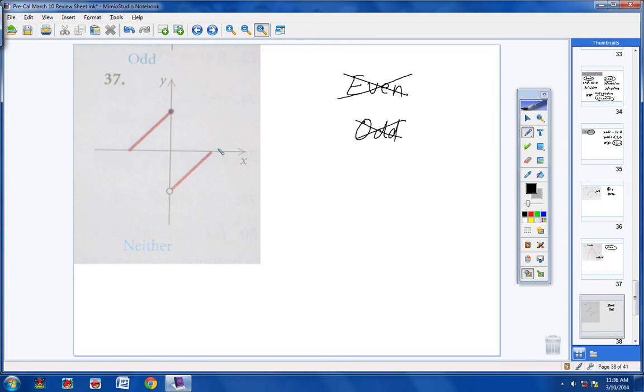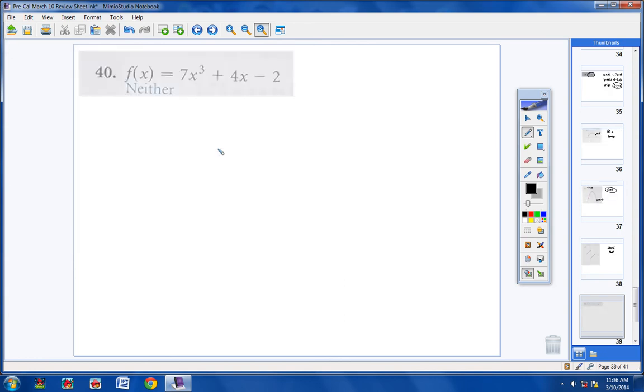Okay, 3 problems left. Let's take a look at number 40. Number 40. Okay, we're checking for even or odd for number 40. Well, again, this is pretty redundant. If I'm checking for even, that means what? Y-axis symmetry. So everywhere there's an x, I'm going to substitute negative x.